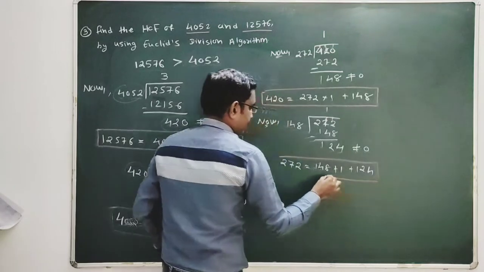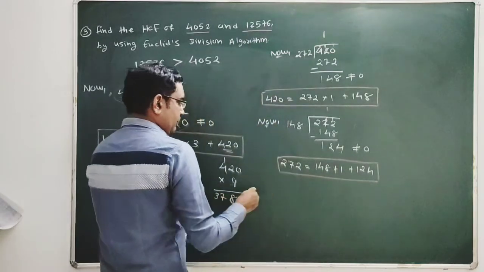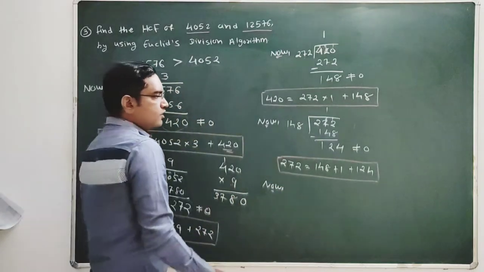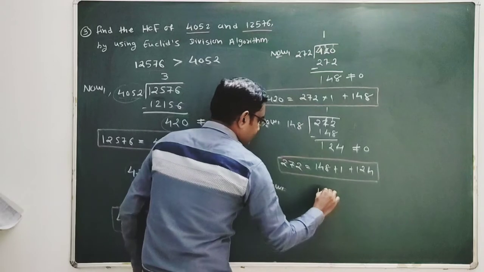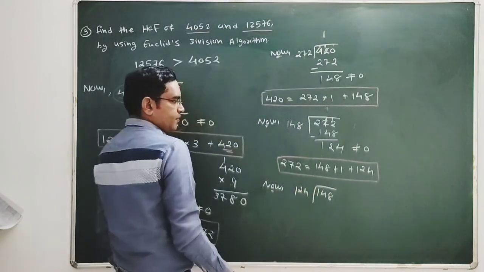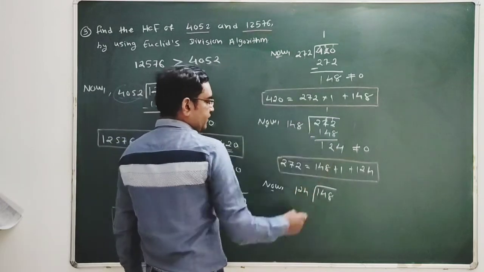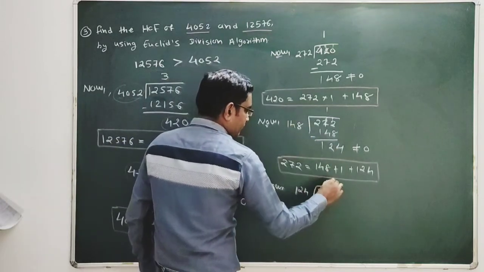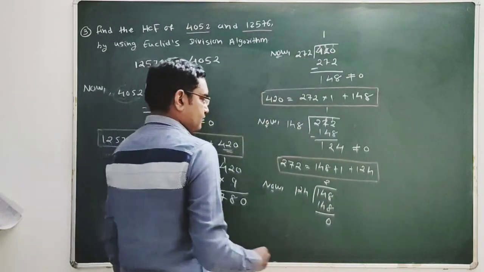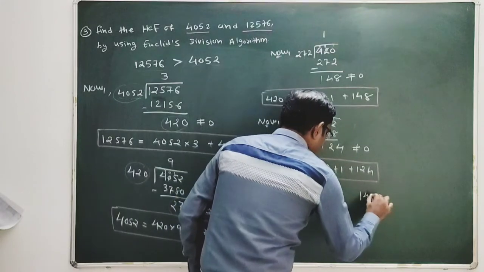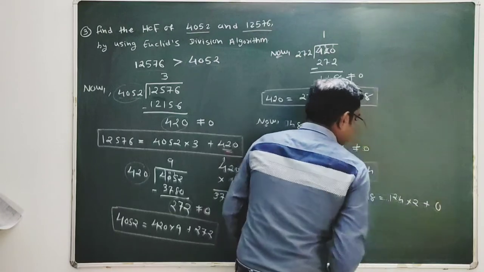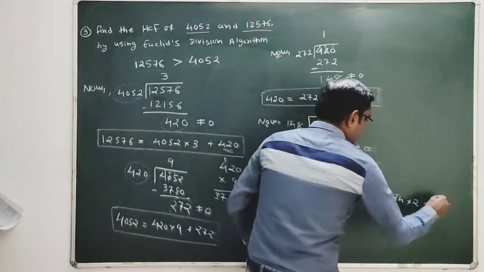And here again the remainder is not 0. So again, when the remainder is not 0, we have to apply Euclid's division algorithm, dividing 148 by 124. Now this is the dividend, this is our divisor. 124 twice is 148. So now the remainder is 0. So here we can write 148 equals 124 multiplied by 2 plus 0.